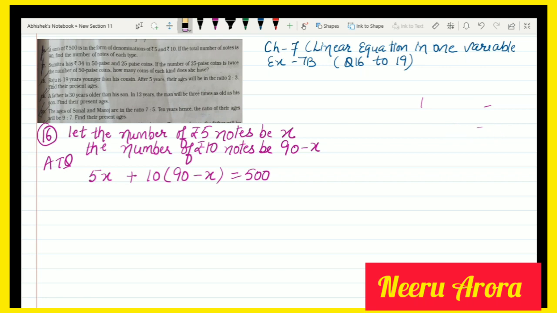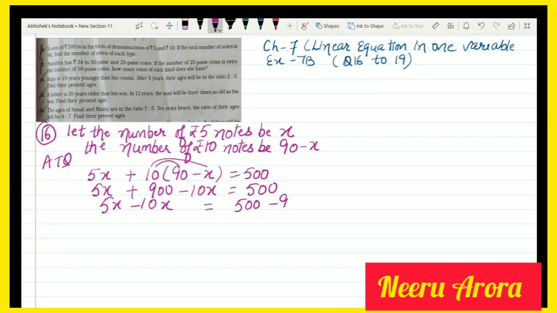So now look at how to solve it. 5x remains as it is. 10 multiplied by 90 is 900, and 10 multiplied by x gives minus 10x, equal to 500. Collect the like terms and separate the variables and constants. So this becomes minus 5x equals 500 minus 900. When we transpose plus 900 from left to right, it becomes minus on the right side, that is minus 400. So the value of x is minus 400 divided by minus 5, that is equal to 80.